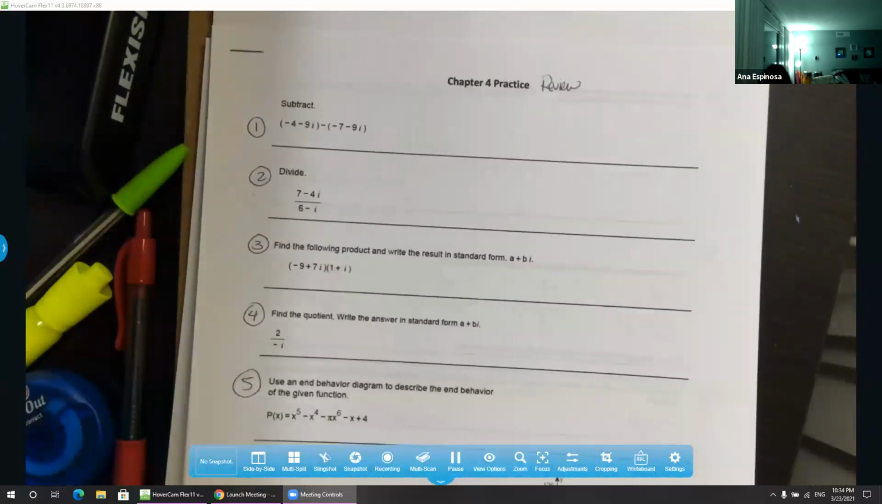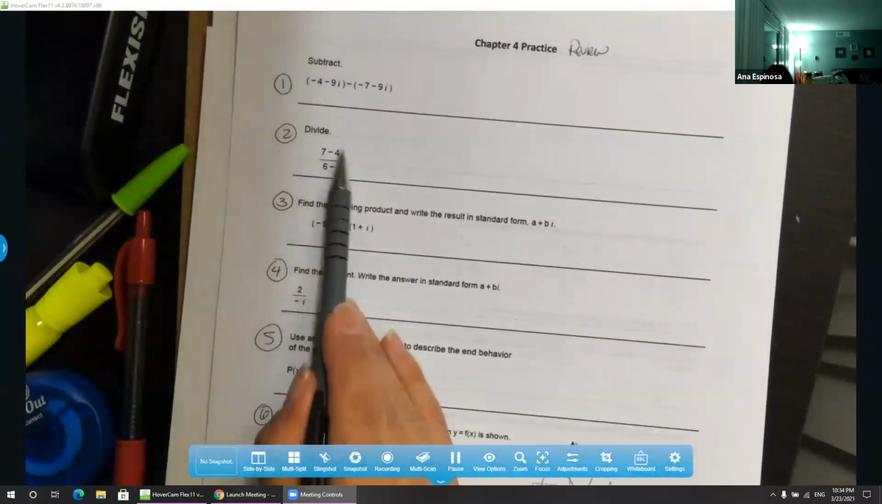Let me zoom out a bit. All right, let's go on to unit 4. Unit 4 is a bit more difficult, most definitely. Okay, so I went over this, I went over this, I went over that, I went over that.